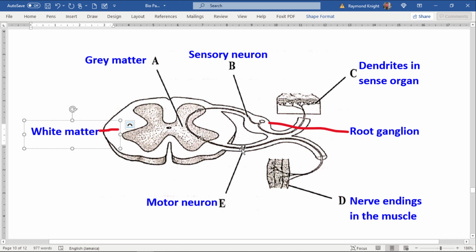Now the last neuron coming out of here is the motor neuron, okay? At the end of the motor neuron, we have our nerve endings, and where the impulse leaves the neuron is always the nerve endings. This is a muscle, and in the muscle you have what they call effector cells. Inside of the sense organ, we have what they call receptor cells, okay? So please make a note of that.